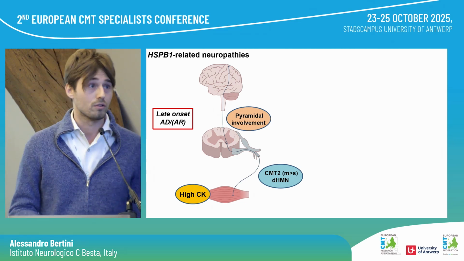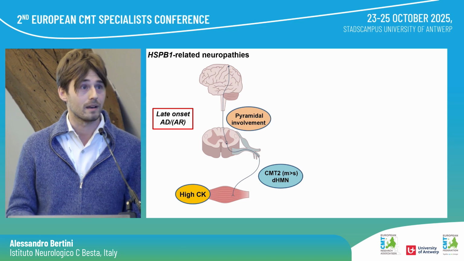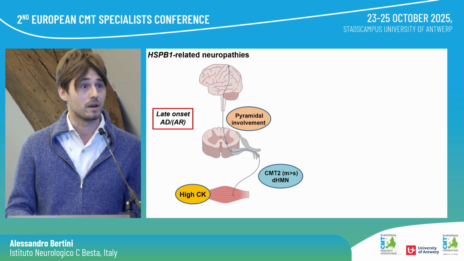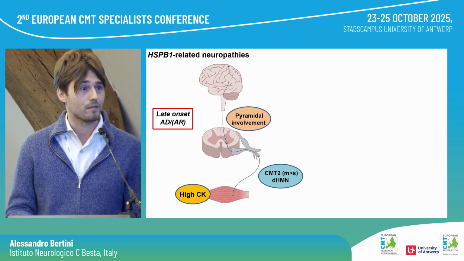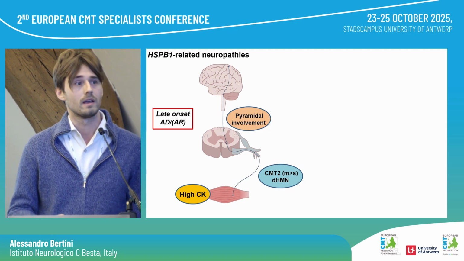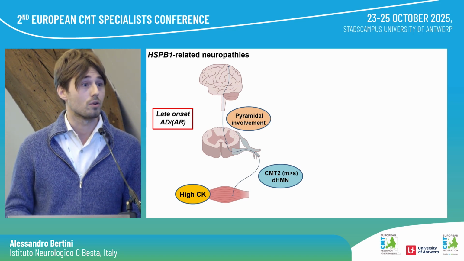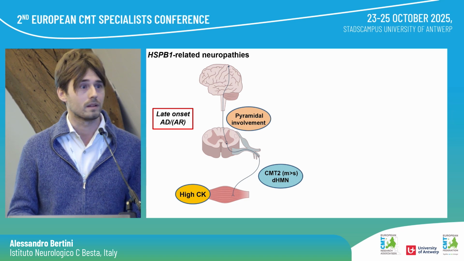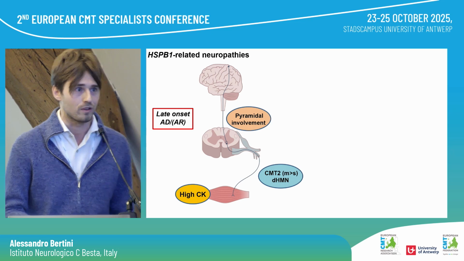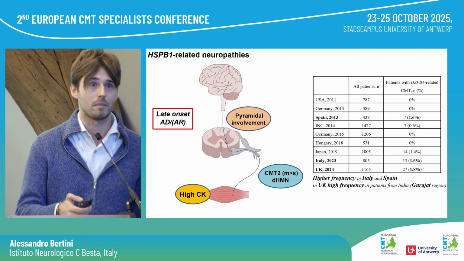HSPB1 typically causes a late onset autosomal dominant motor-predominant axonal CMT or distal HMN. Some patients may have subtle pyramidal involvement that we can see with brisk reflexes, and many patients have high CK levels that are disproportionately high compared to what we usually see from a chronic denervation pattern in CMT. It's because HSPB1 can cause in some patients a subtle muscle involvement that we struggle to see with EMG. We might be able to see it with muscle biopsy, which of course is not routinely performed in the CMT diagnostic workup.